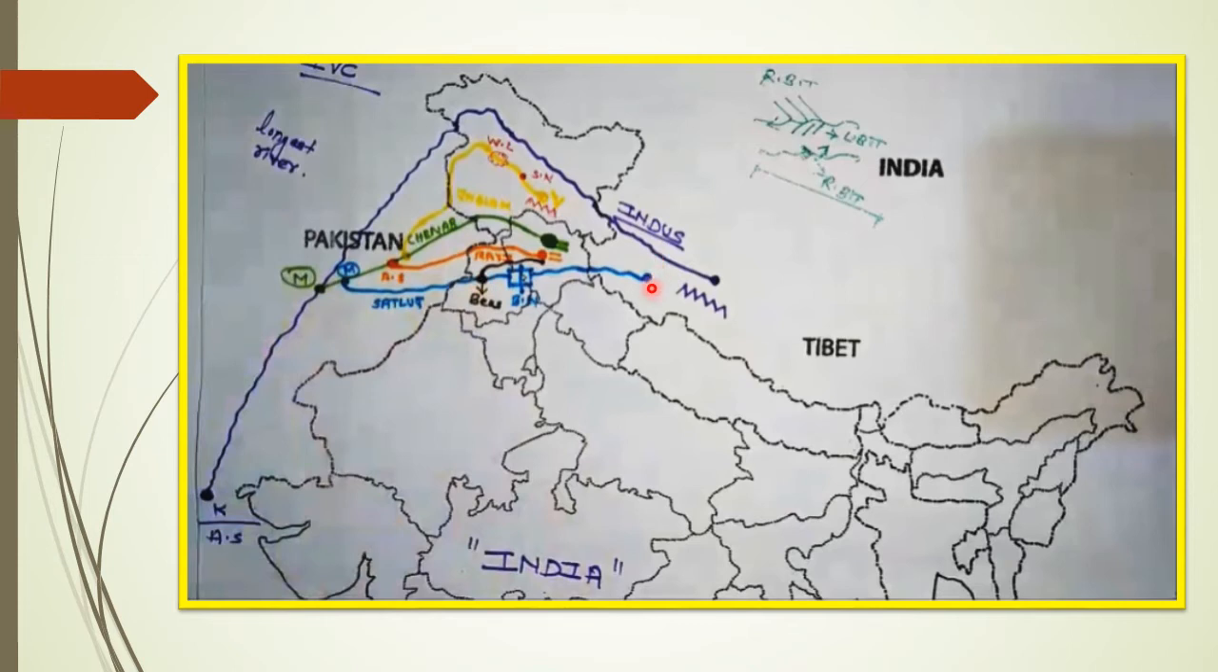Now which other states in India are benefiting from the Indus river? We see Jammu and Kashmir, Himachal and Punjab. So these are the states which benefit from the river Indus. So it is said 1/3 of the Indus river basin lies in India, that is Jammu and Kashmir, Himachal Pradesh and Punjab. Okay.